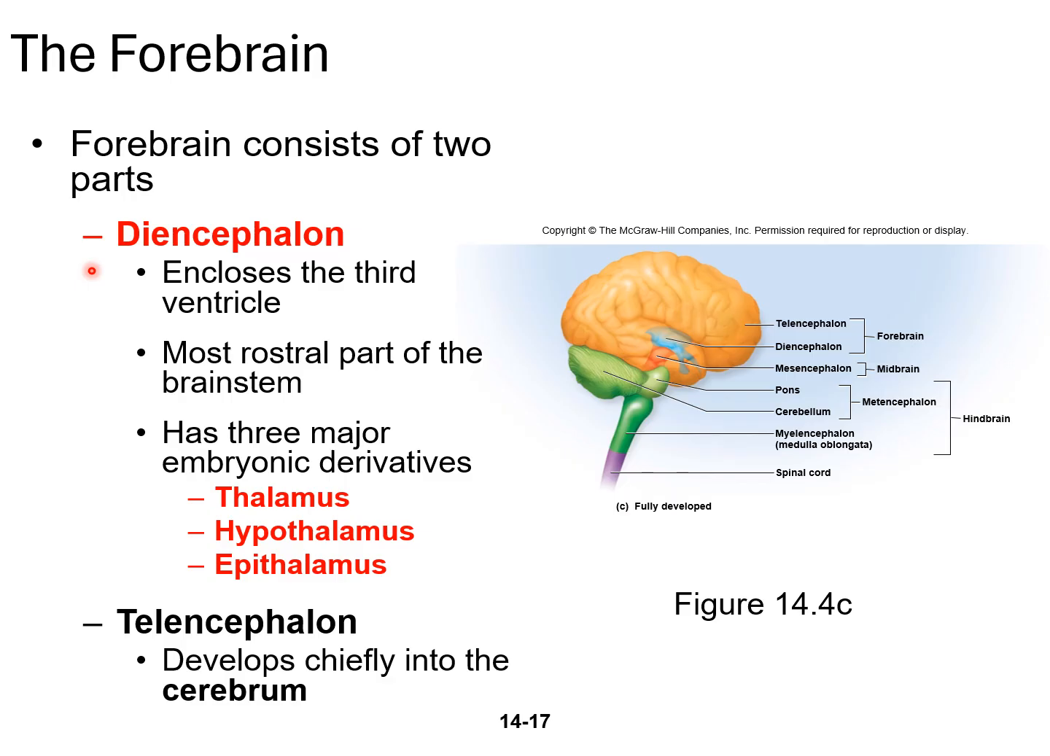So the diencephalon has the thalamus, hypothalamus, and epithalamus. Epithalamus is 2 structures. Thalamus is a combination of a bunch of nuclei.